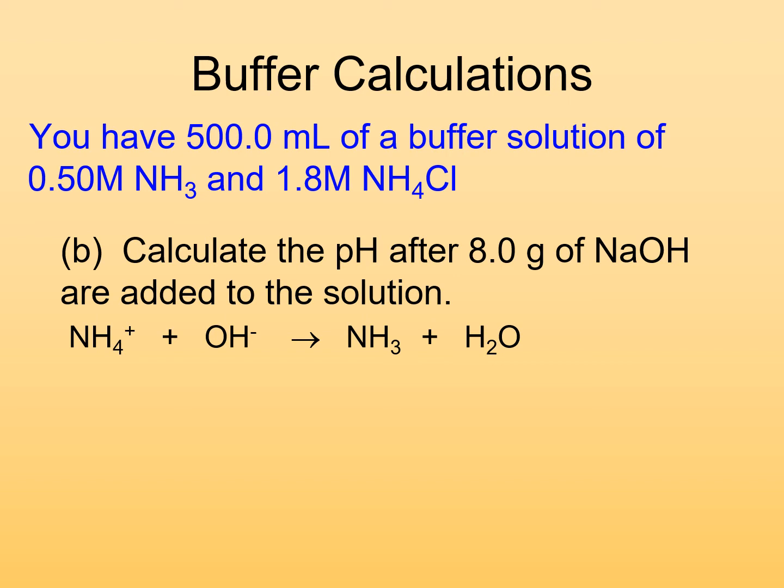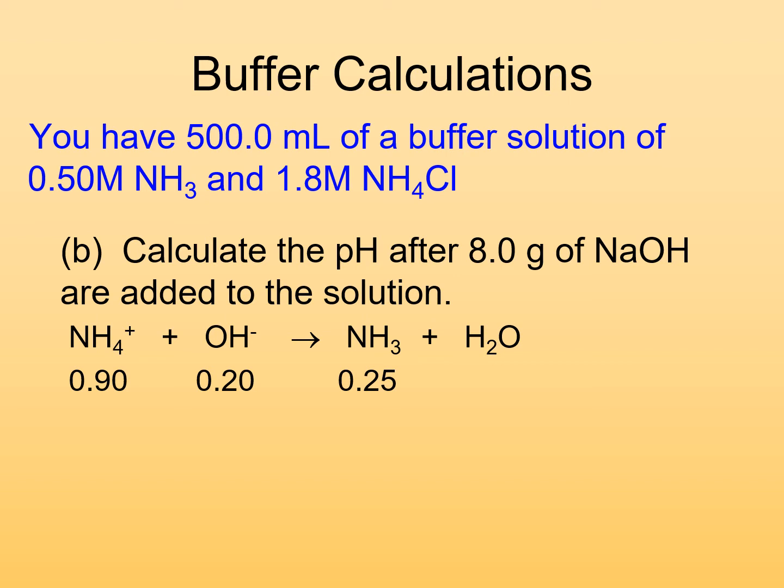If you take the 8 grams of sodium hydroxide, divide by the molar mass of sodium hydroxide, which is approximately 40, you get 0.20 moles. And for ammonia, you take the 0.5 molar times 0.500 liters, and you get 0.25 moles of ammonia. So anytime you're neutralizing, you do want to start with moles, which we had in some of our previous problems.